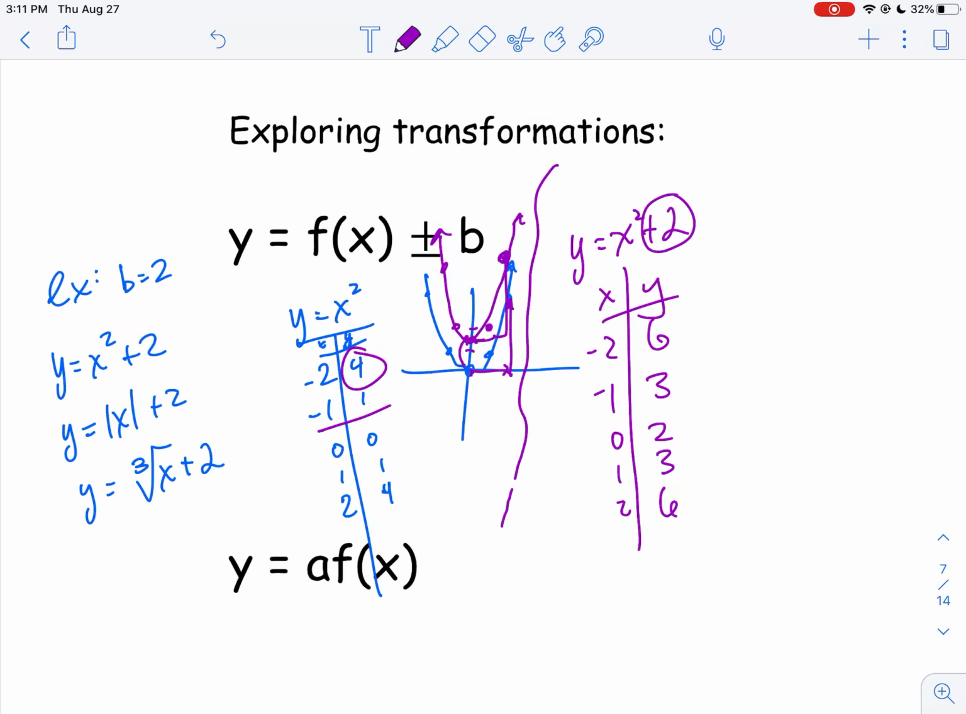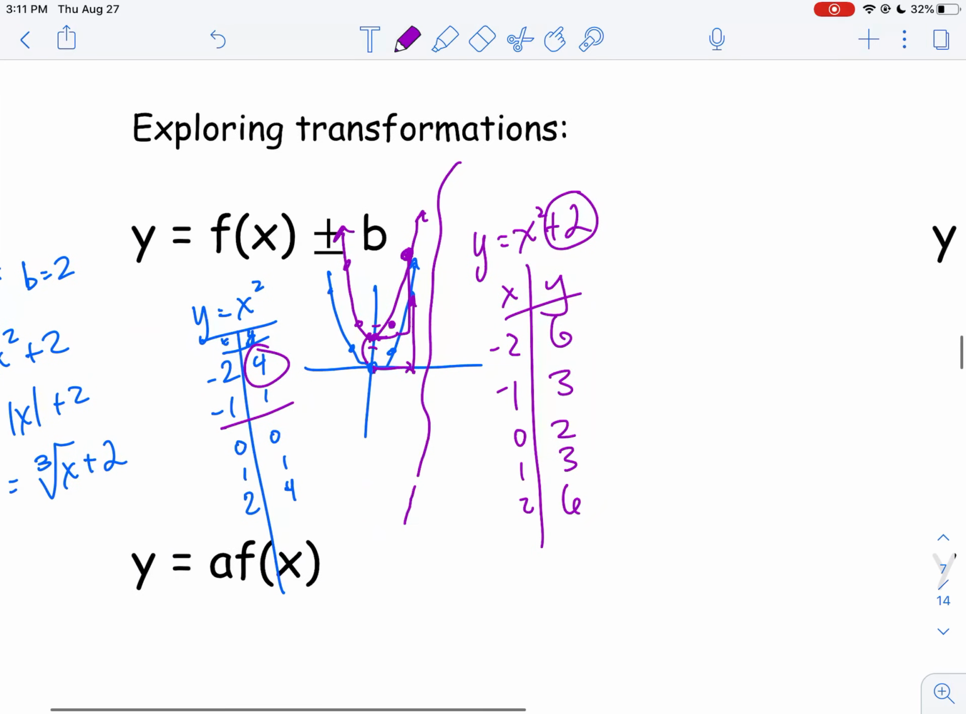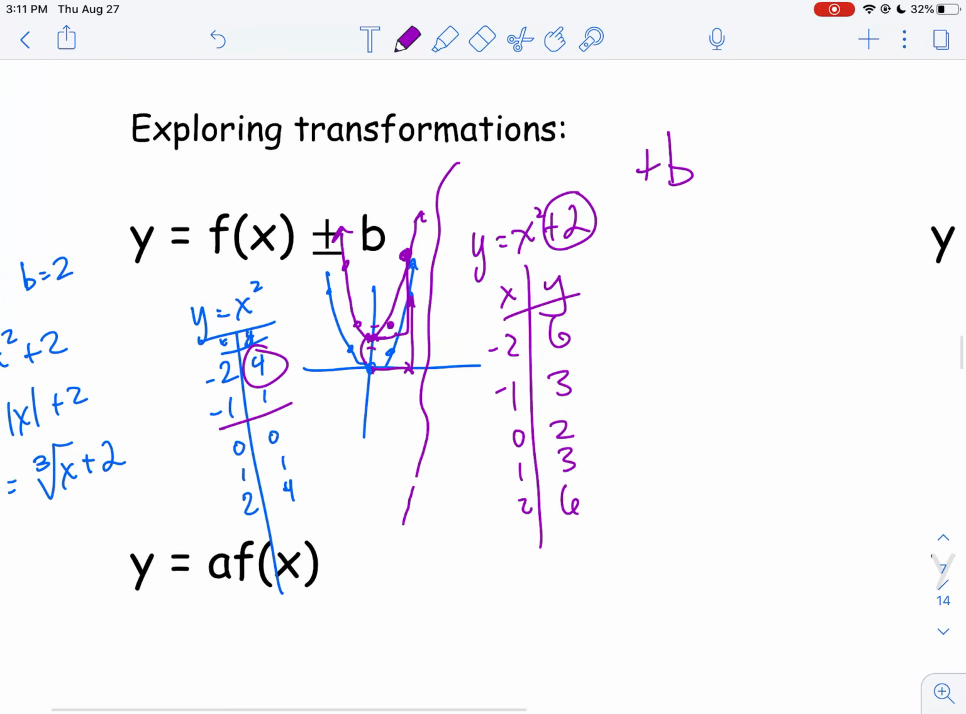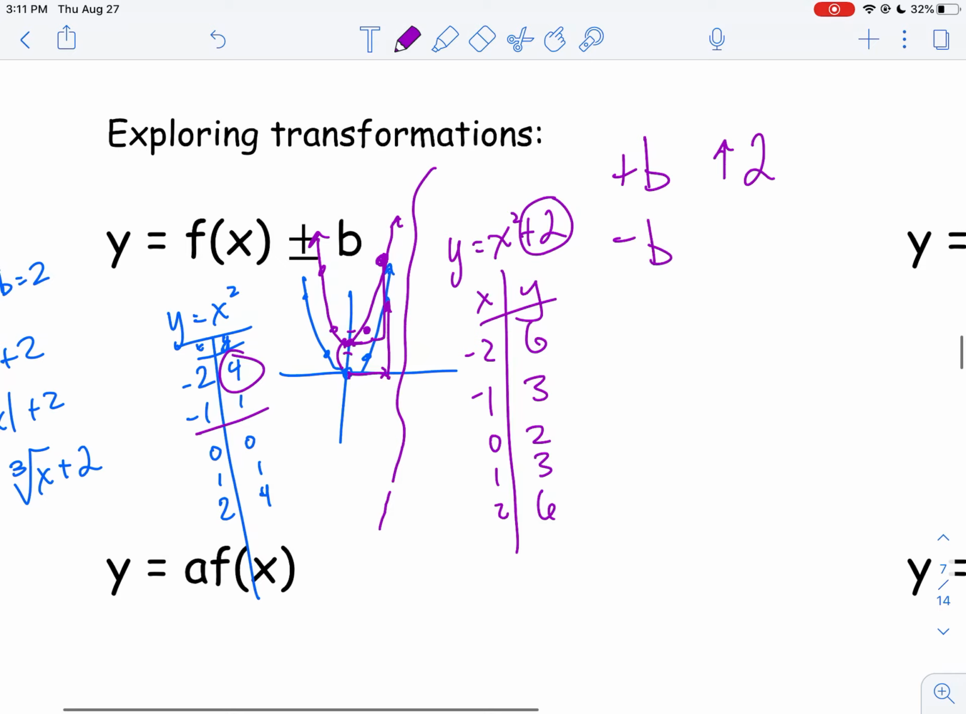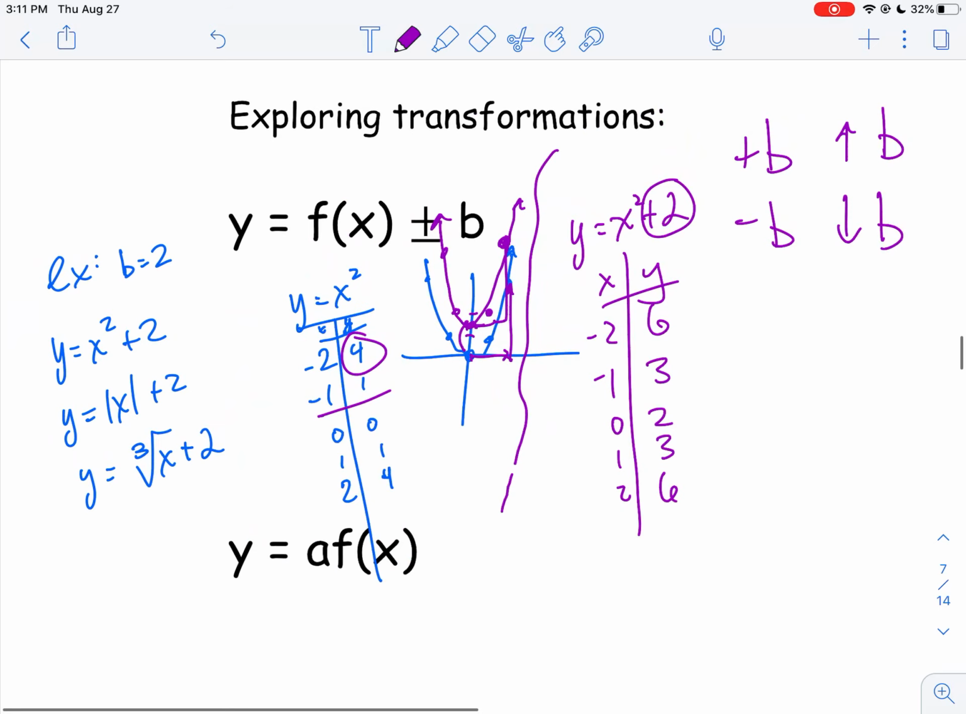Okay, I know that's a lot, but plus b is just going to move the function up 2. Minus b is going to move the function down b. It depends what that number is. So let's try another example here.